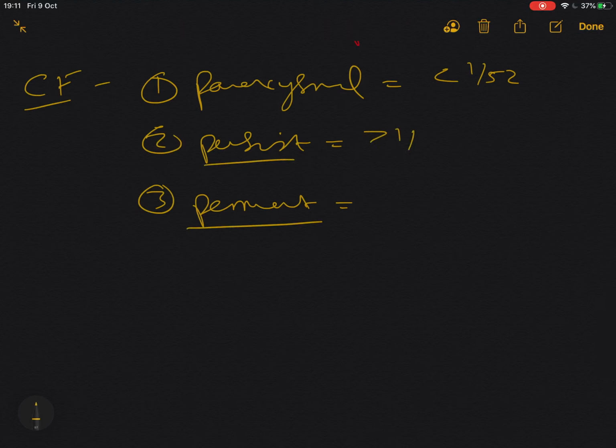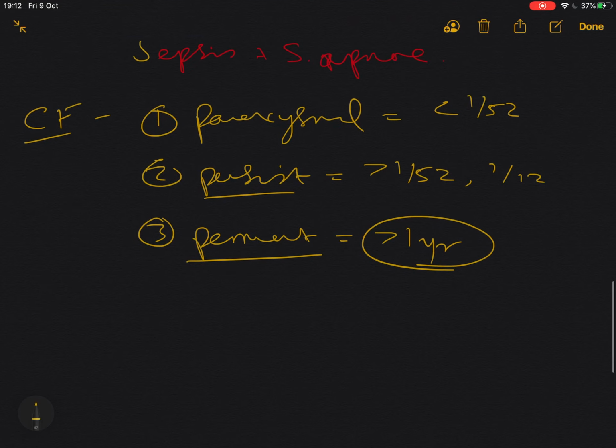If it's lasted longer than a week, and indeed longer than a month, then we're going to start treating it. If it's lasted longer than a year, we're going to call it permanent. So if you've had AF for a year, it's likely you're always going to have AF. Okay?